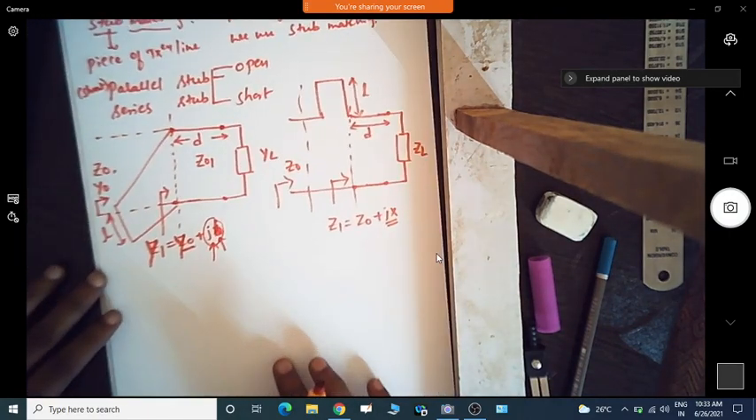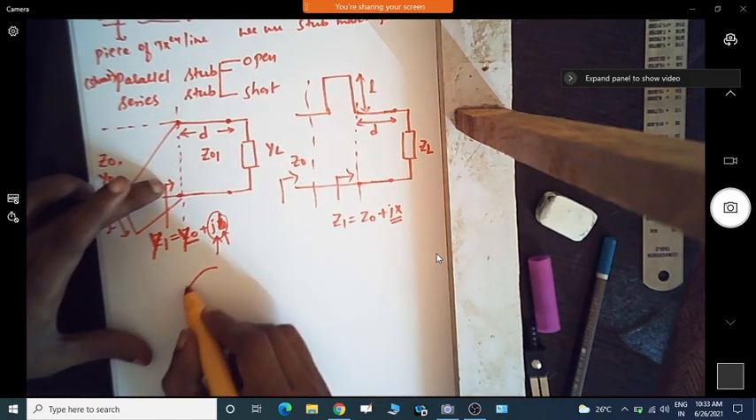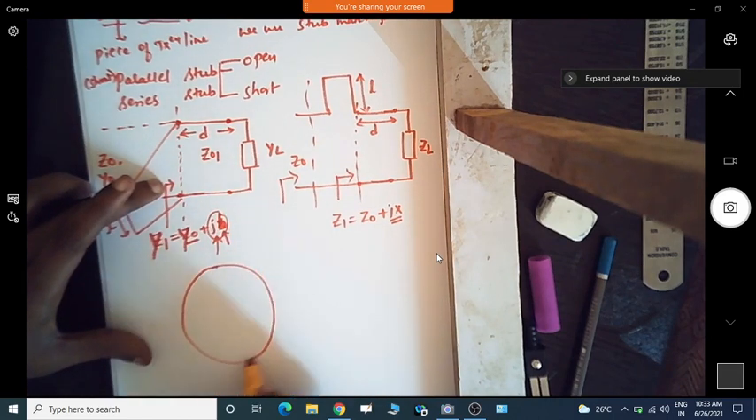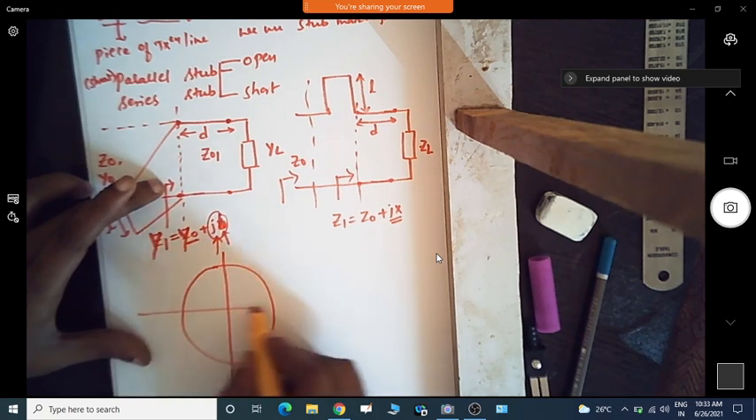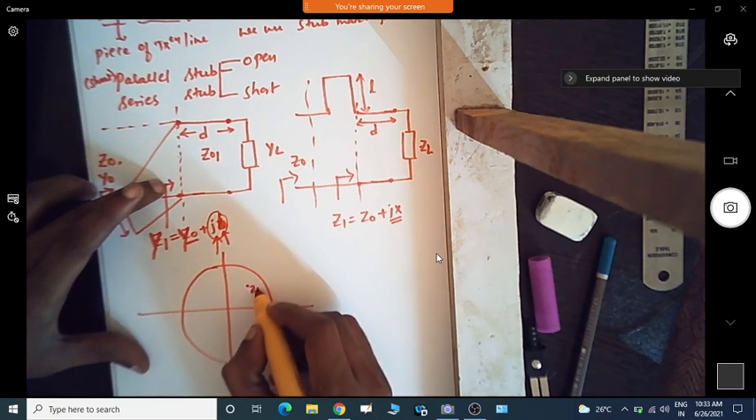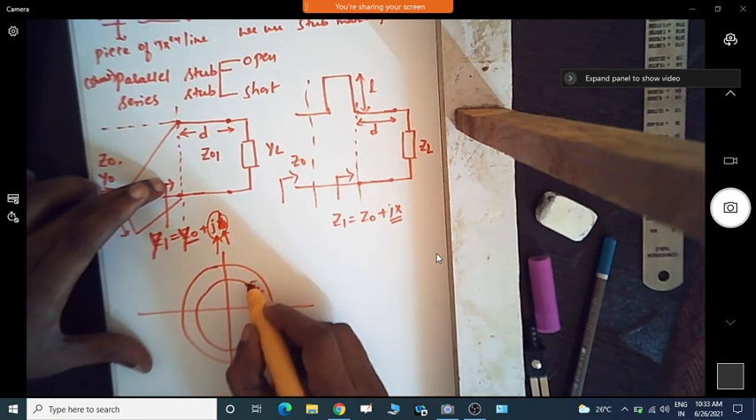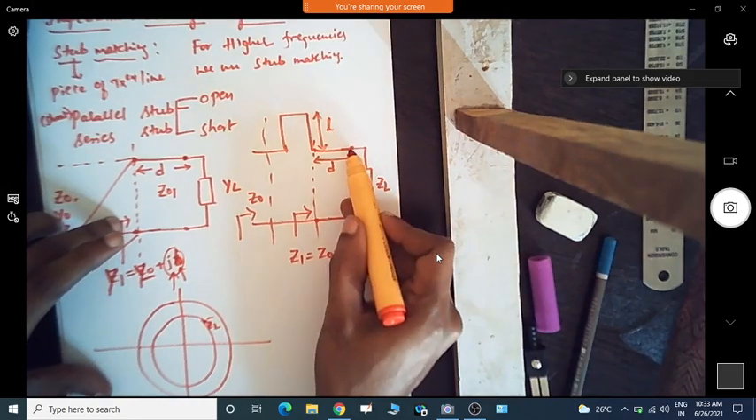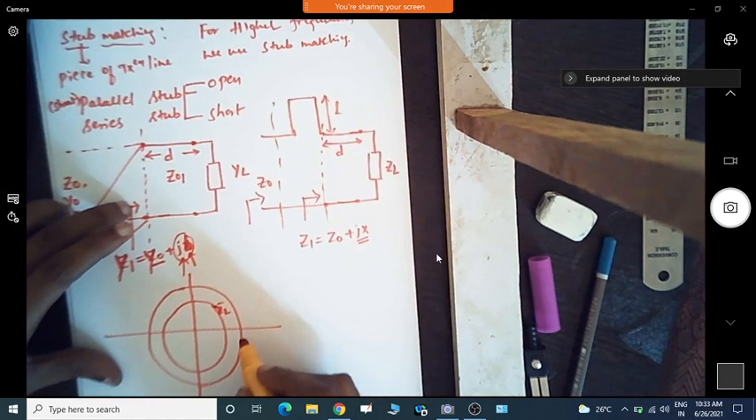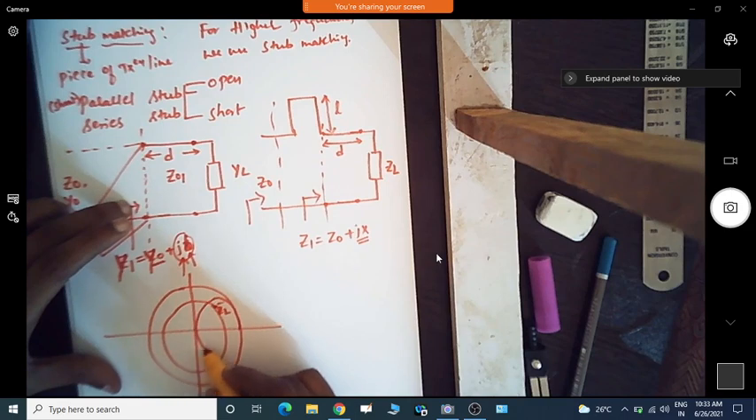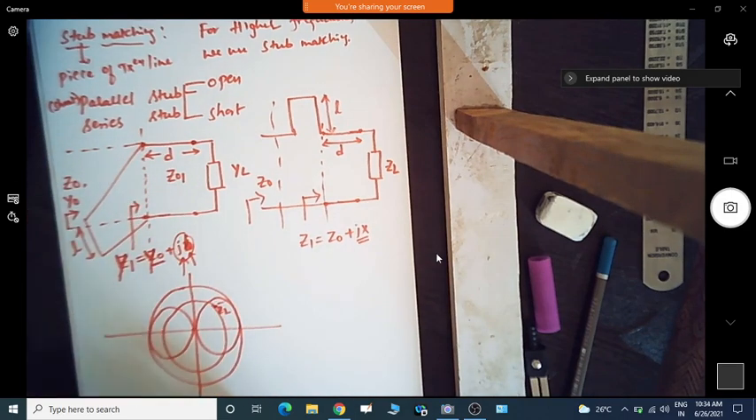Okay, so the procedure is, first we need to locate the load. Somewhere here we need to locate the normalized load and draw the VSWR circle. Now we have to move a distance d from the load such that we either go to the unity resistance circle or to the unity conductance circle, such that you have to move the load point.